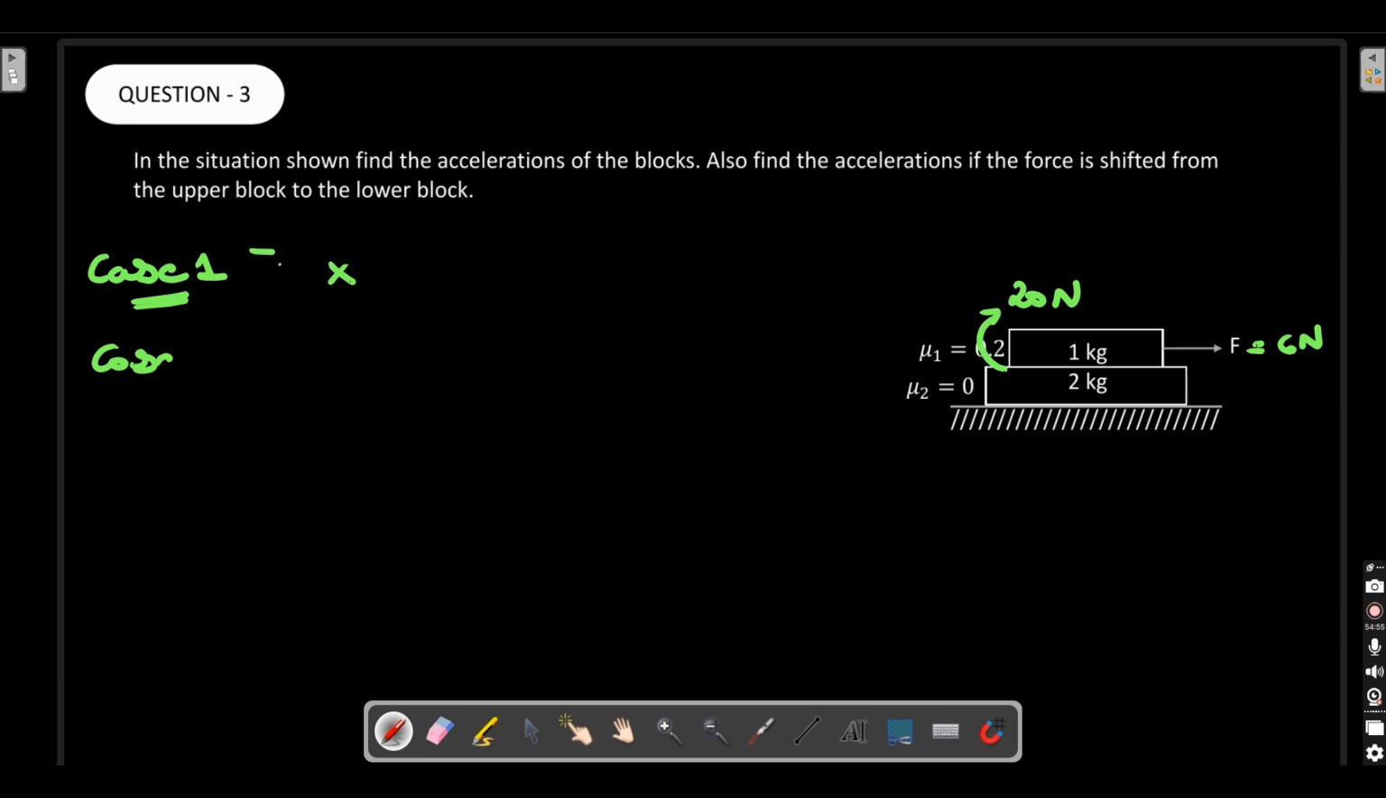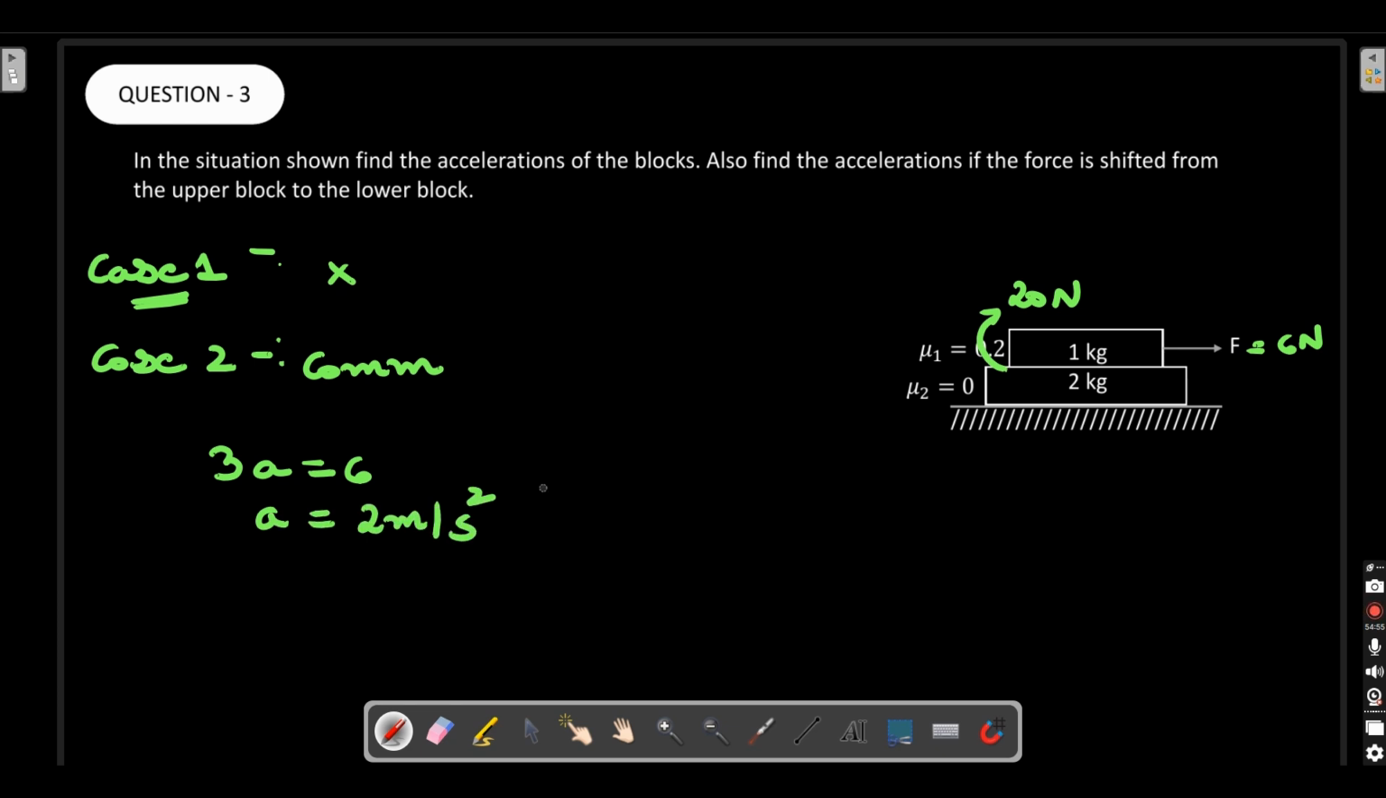Case 2. What is case 2? They move with common acceleration, right? Common acceleration. So for that particular case, you need to verify what? 2 plus 1, 3 into acceleration is equal to, it's balanced by the friction, and then that is balanced by the force, 6 Newton. So from here, you will get A is equal to 2 meter per second square.